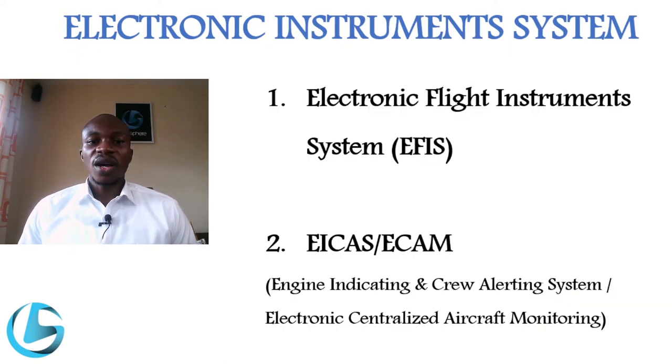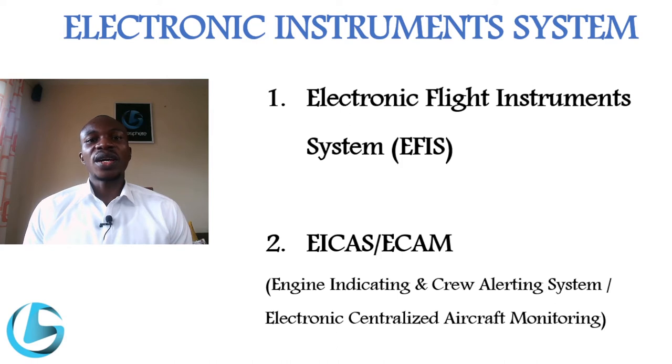The electronic instrument system is made up of two systems. Firstly, we have the electronic flight instrument system, EFIS, and secondly, we have the EICAS on some aircraft, also called ECAM on some other aircraft. The EICAS is the engine indicating and crew alerting system, and the ECAM is the electronic centralized aircraft monitoring system. So these two systems make what is known as an electronic instrument system that we're going to focus on in this video.